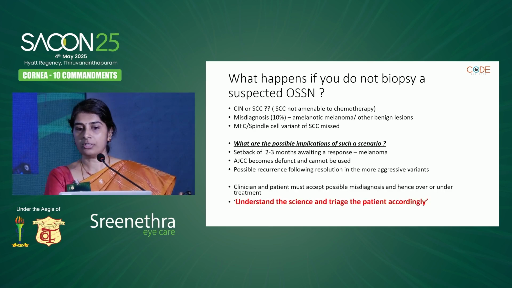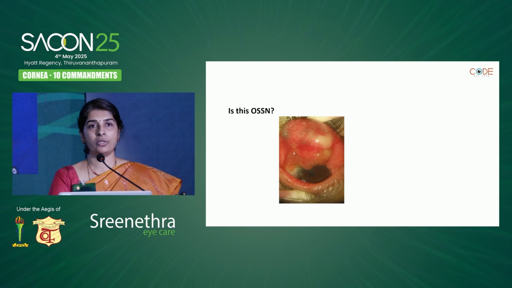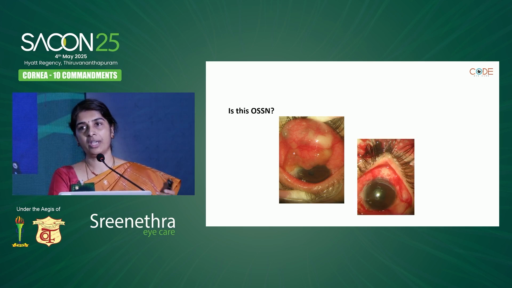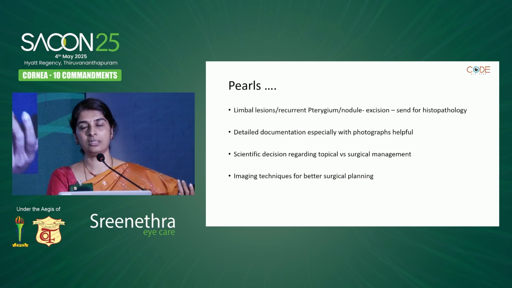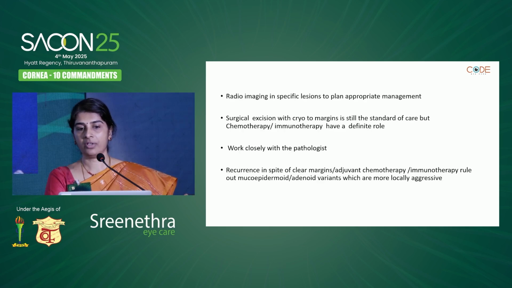And therefore, it's important that you understand the signs and triage the patient accordingly in these cases, because this is not OSSN. This was a patient of amelanotic melanoma, where you know the implications of a lesion like this, which can be life threatening in these situations. So, to sum up some of the pearls, I think clinical examination, imaging, and scientific decision regarding topical versus surgical management is very crucial when you're dealing with these patients.